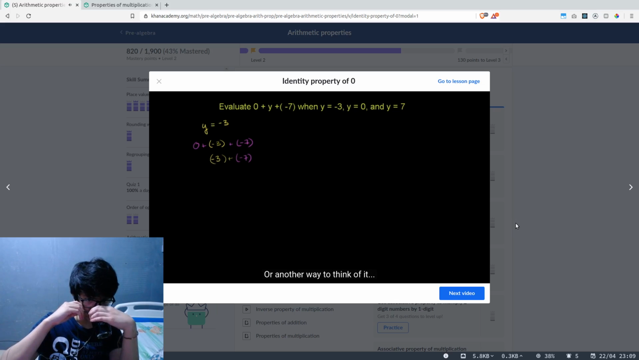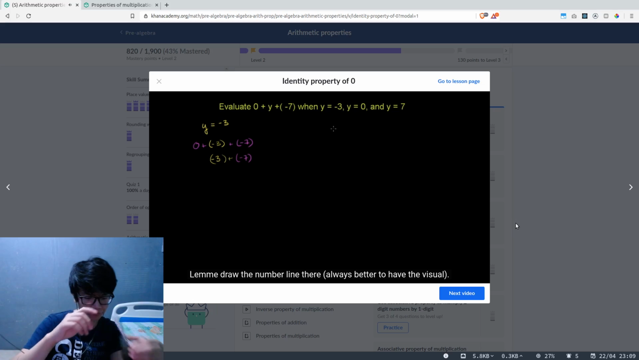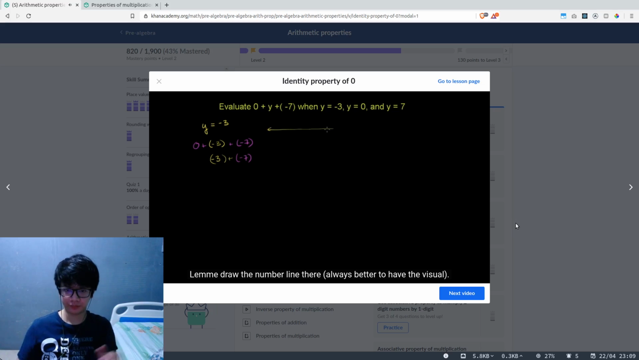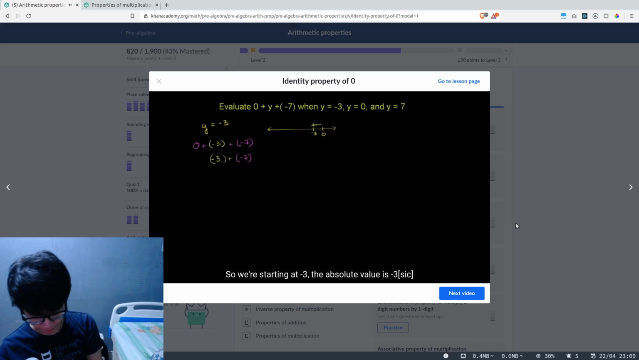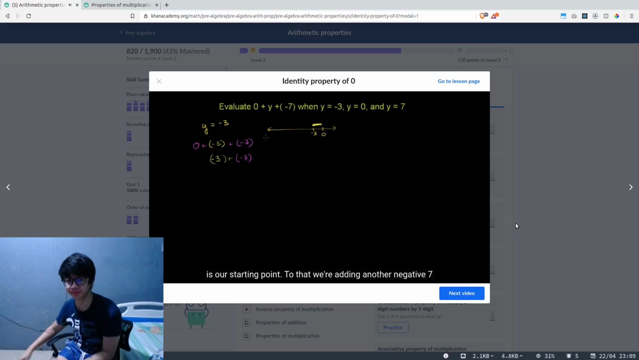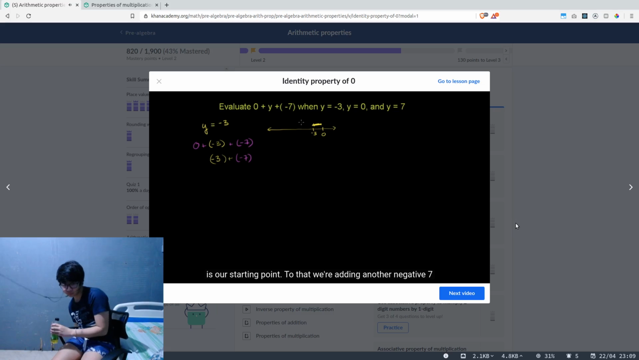Or another way to think about it, let me draw the number line there. Always better to have a visual. So this is 0. We're starting at negative 3, and to that, we're adding negative 7. The absolute value is 3 at our starting point. To that, we're adding another negative 7. We're going to move 7 to the left.